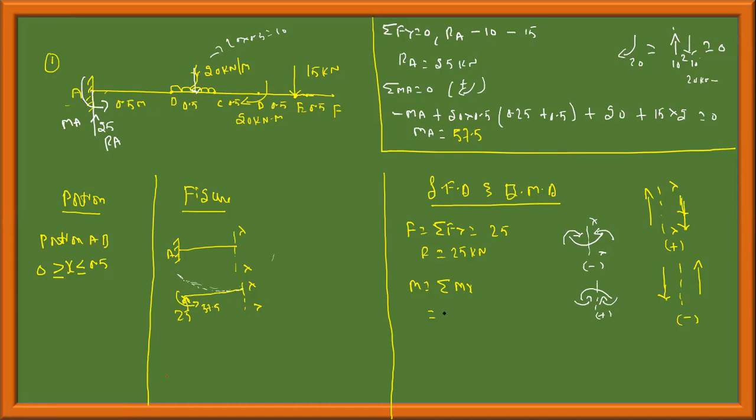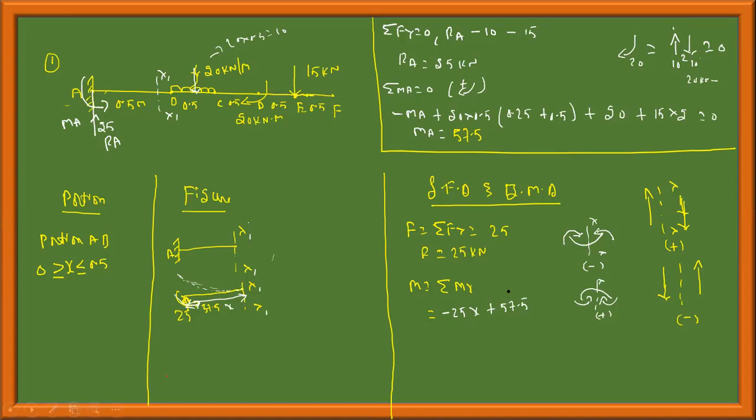Therefore it should be minus 25 into x. This distance I have to call x, sorry I forgot to write. This distance is x; you cannot take 0.5, since in between I have taken a section. You can call it x1, and next I will take x2. Minus 25 into x, and then you can see this moment is acting in the counterclockwise direction. The section is towards the right hand side. Therefore it should be positive 57.5.